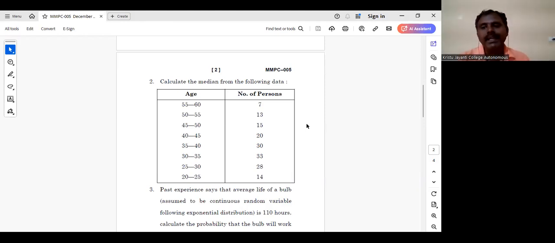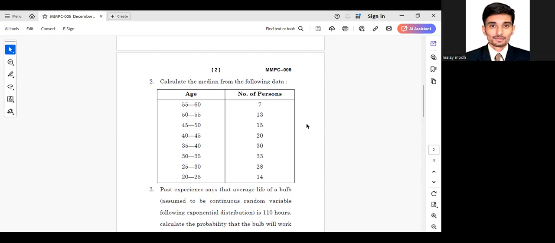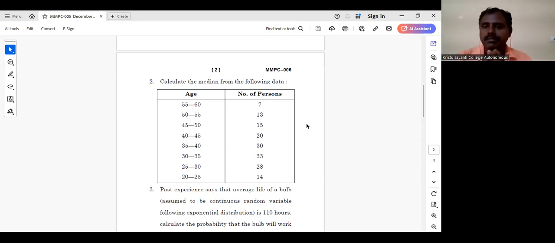Can you do one thing? Can you take your notes and do it? At least this problem, can you solve it first and give the answer? Is it possible? Yeah, sure. First you have to rearrange the data into ascending order. Then you have to find the LTCF, less than cumulative frequency. Anyone did the LTCF value?